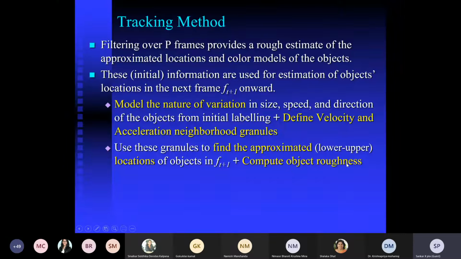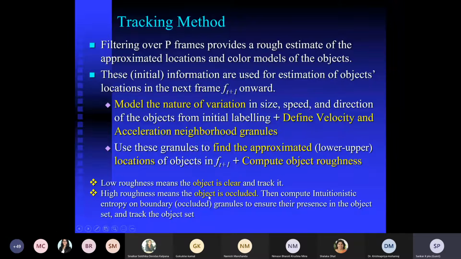If object roughness is low, that means the object is clear. You track it, no problem. If it is large, the object is occluded. Then you compute the intrinsic entropy on the boundary, that is, on the occluded granules only. How do you compute the boundaries? Because you know upper and lower, upper minus lower gives the boundary granules. Ensure the presence in the object model and track the object region.